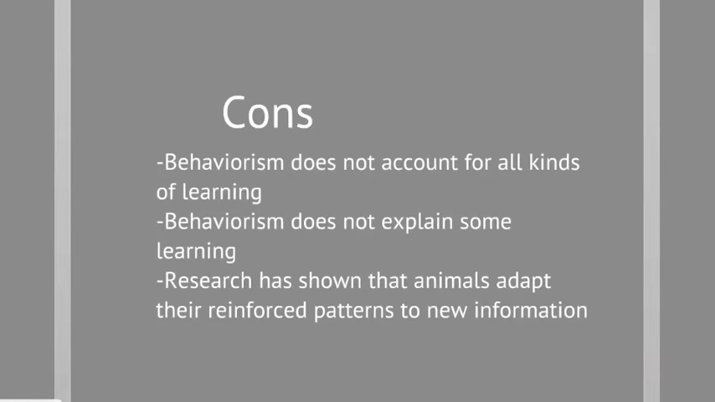There is no reinforcement mechanism, and it does not go into what goes on in the mind and what cannot be seen. Also, research has shown that animals adapt their reinforced patterns to new information, such as a rat can shift its behavior in response to changes in the layout of a maze it had previously mastered. And again, things go on in the mind that cannot be measured in just behavior.